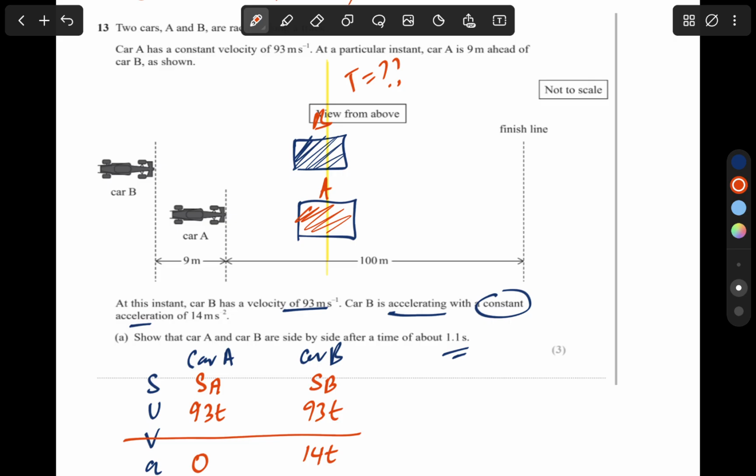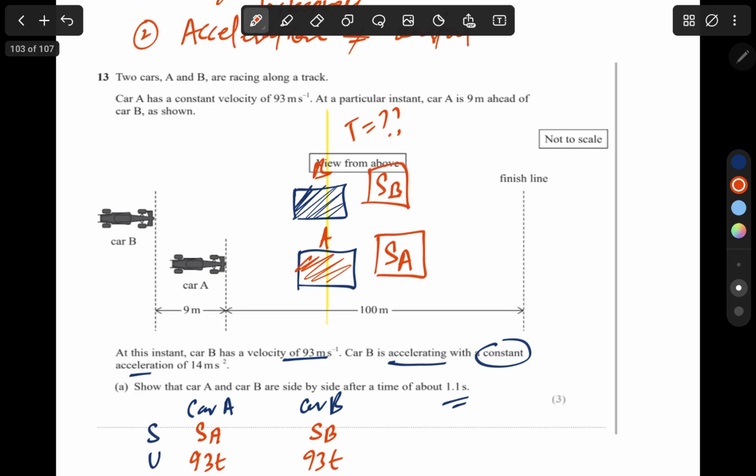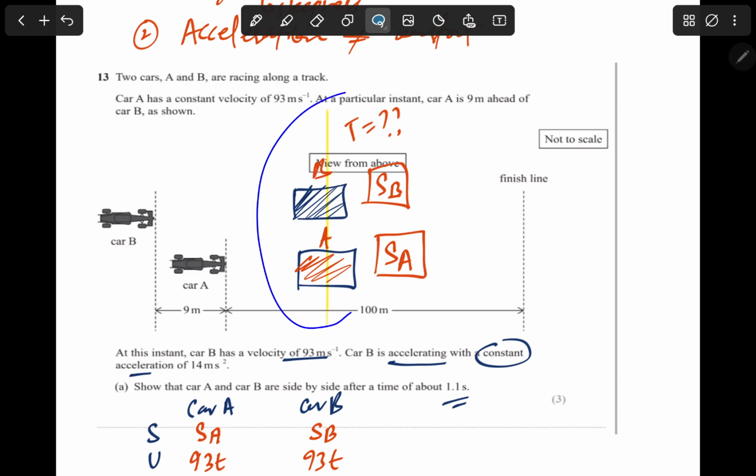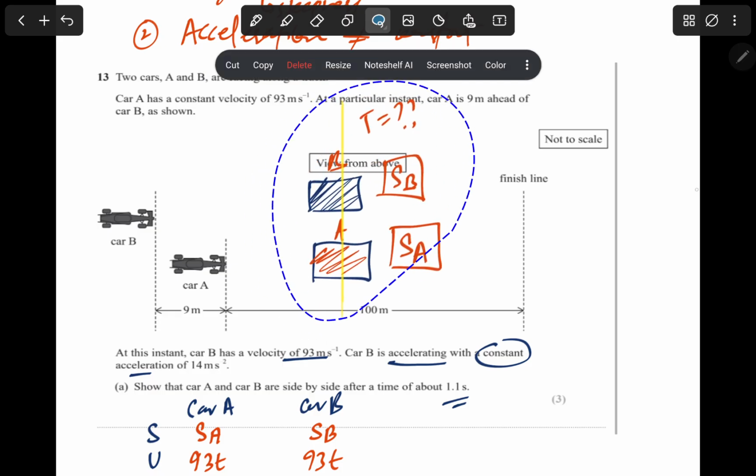You see, this will be the distance traveled by car A, and there will be a distance traveled by car B. I'm going a little slow, so that it's very clear. There is a distance that car A traveled to reach this point, and there is a distance that car B traveled to reach this point. So they both traveled a distance to get to this point.